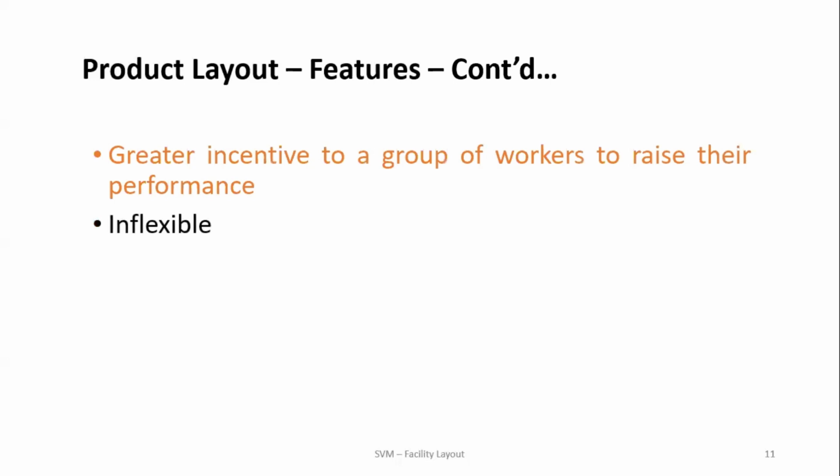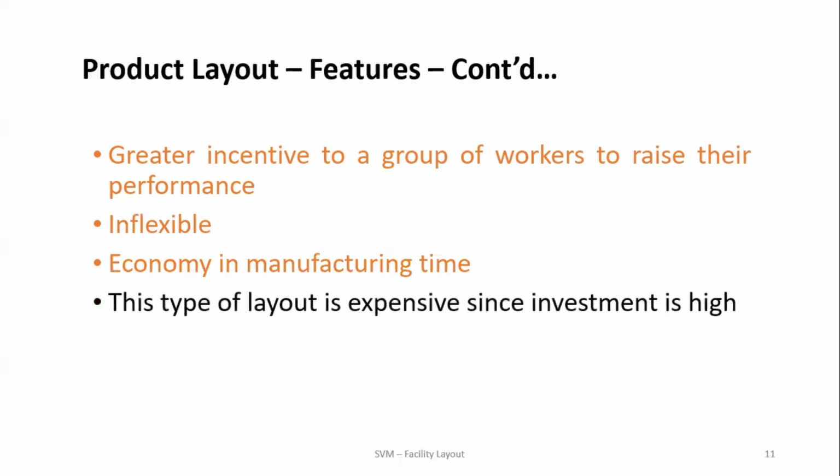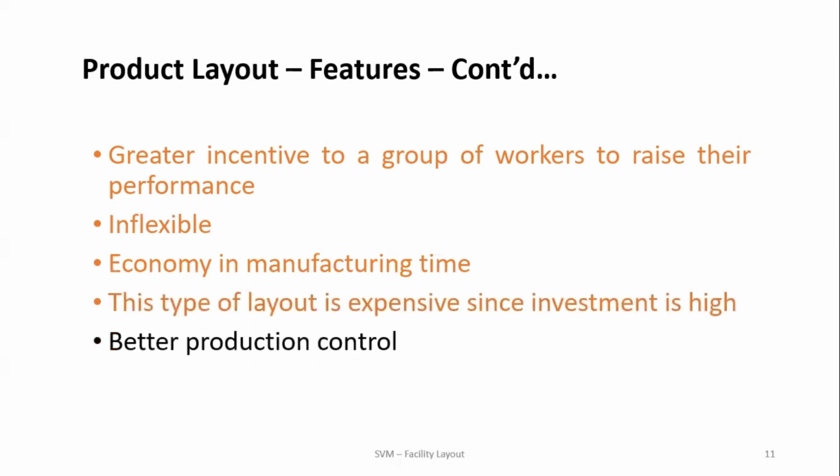It is not flexible like your process layout because, as I spoke about, once a particular line has a disruption, that product will not be made. You cannot take that product to the other line. Economies of scale work out very much here because manufacturing time will be very less for a unit of production. This type of layout is expensive since the investment is quite high. You have better production control because changeover of jobs may not happen as frequently as in your process layout.